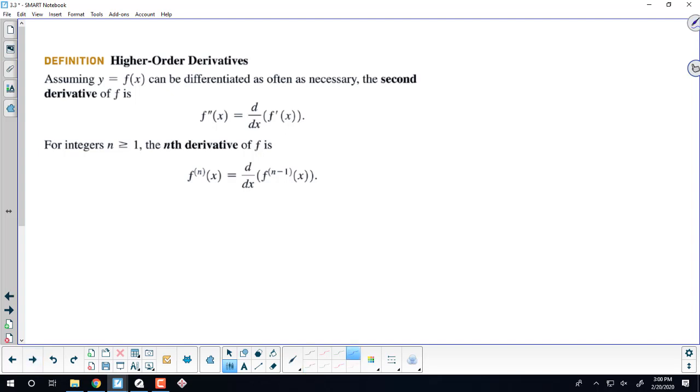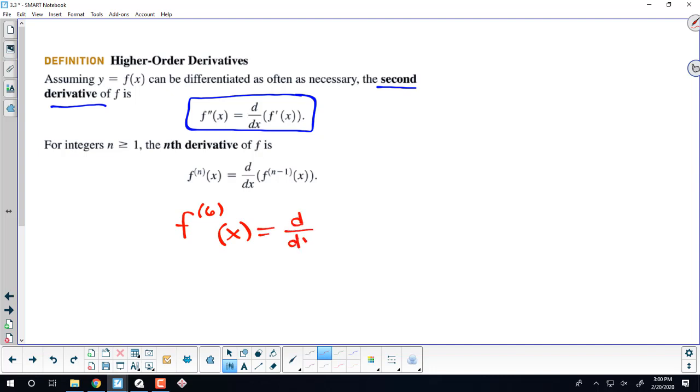The second derivative is defined here. If you'll notice, the second derivative is defined as the derivative of the first derivative. And then in general, the nth derivative is the derivative of the n minus 1th derivative. So that means find the 6th derivative, but the 6th derivative is the derivative of the 5th derivative.